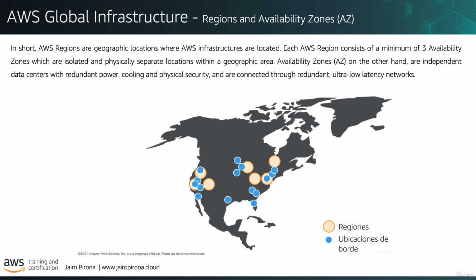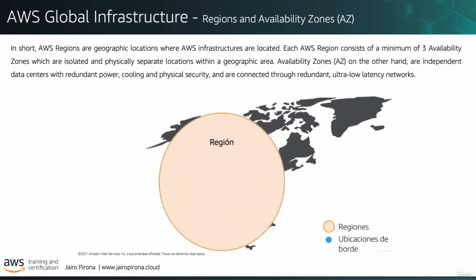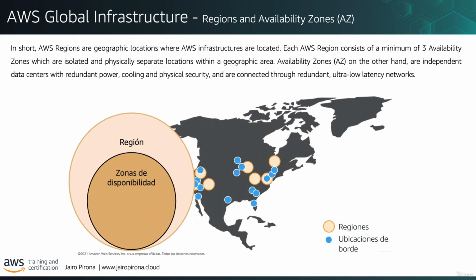So, in summary and for the sake of clarity, AWS regions are geographic locations where AWS infrastructures are located. Each AWS region consists of a minimum of 3 availability zones, which are isolated and physically separate locations within a geographic area. Availability zones, on the other hand, are independent data centers with redundant power, cooling, and physical security, and are connected through redundant, ultra-low latency networks. AWS customers who focus on high availability can design their applications to run in multiple availability zones to achieve even greater fault tolerance.